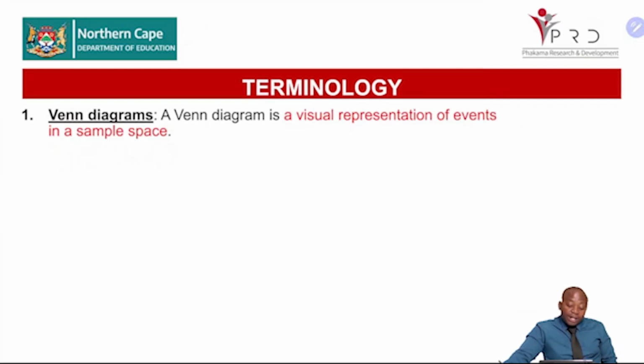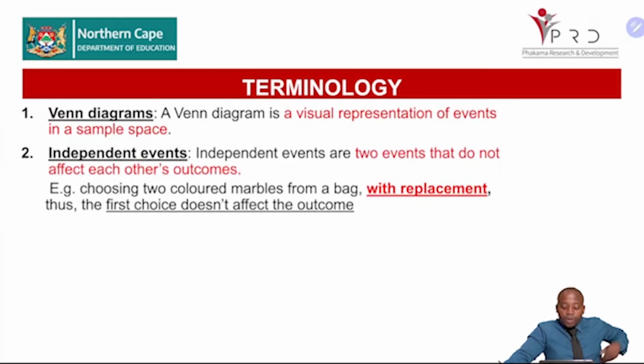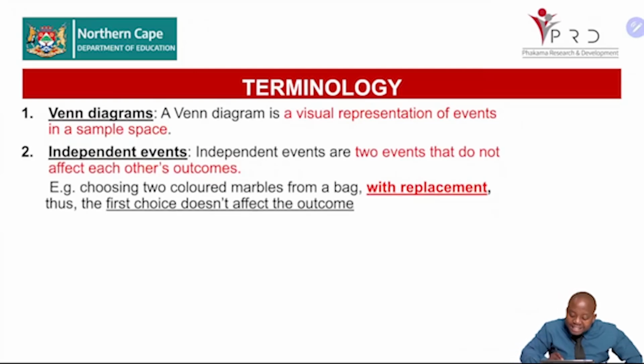Here we are now looking at Venn diagrams, but we're looking at the 3 events. Venn diagrams, remember, are a visual representation of events in a sample space, and we need to check that independent events are the 2 events that do not affect each other's outcome. So the events are independent, meaning choosing 2 colored marbles from a bag with replacement, thus the first choice doesn't affect the outcome of the second choice.